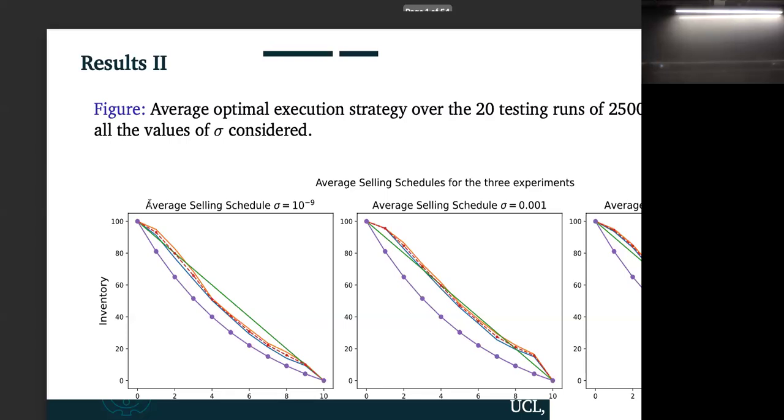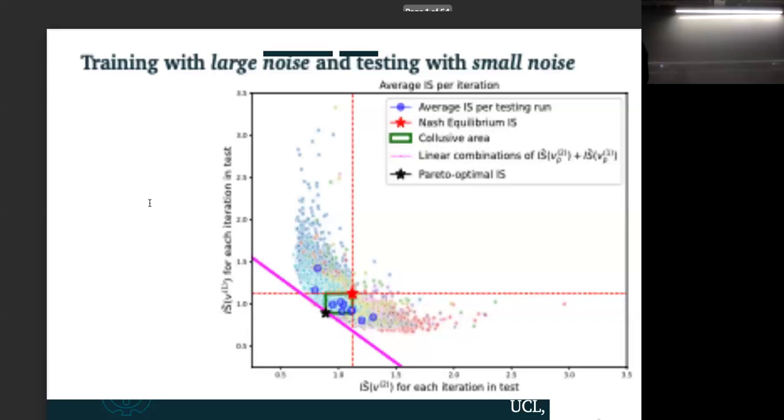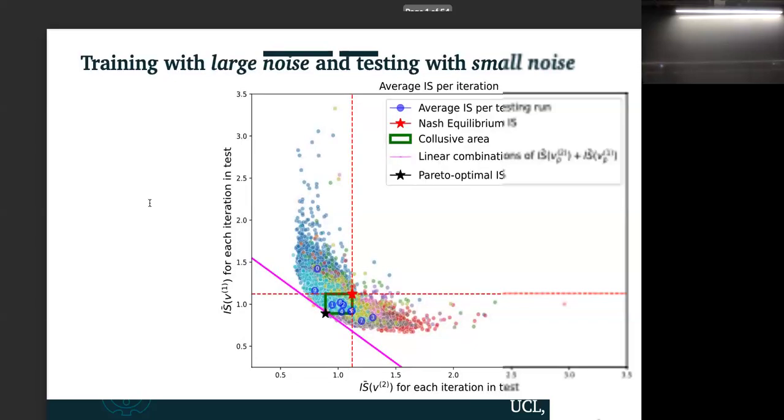Okay, obviously these are the mean strategies of agent one and agent two, which are different both from the Pareto and from the Nash, though much closer to the Pareto. So they learn a strategy which is somewhere in between. This seems to be quite insensitive to the level of volatility, and in fact it's also insensitive to differences in training and testing conditions.